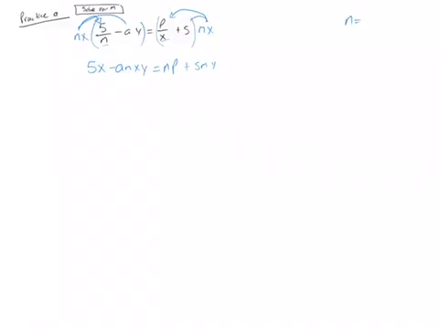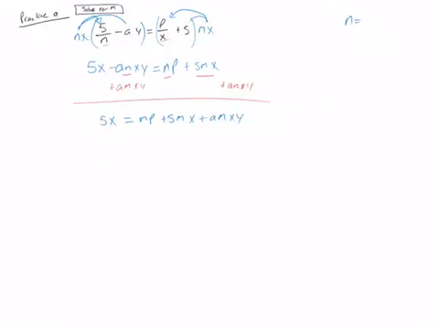Okay, since I'm solving for m, I'm going to try to collect everything with an m to one side and everything without an m on the other side. So I'm noticing this one has an m, this one has an m, and that one has an m. So then I'm just going to add amxy to both sides. And I will end up with 5x is equal to mp plus smx plus amxy.